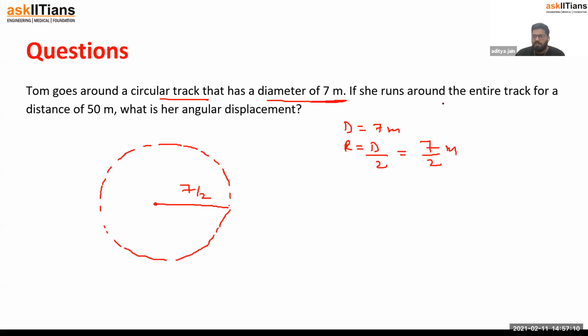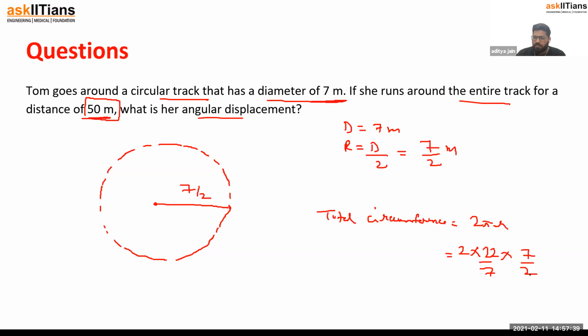If she runs around the entire track for a distance of 50 meter, how much distance has she covered on the track? 50 meter. Then what is her angular displacement? First of all, calculate the total circumference of the circular track. That will be 2 pi r. Yes or no? So 2 pi means 22 over 7 and radius is 7 by 2. If you calculate it, the 2 and 7 get cancelled out. It will be 22 meters. So the total circumference during a complete rotation will be 22 meters.